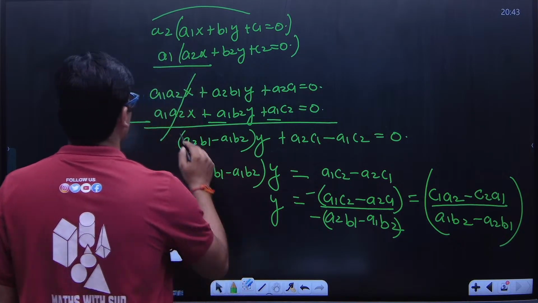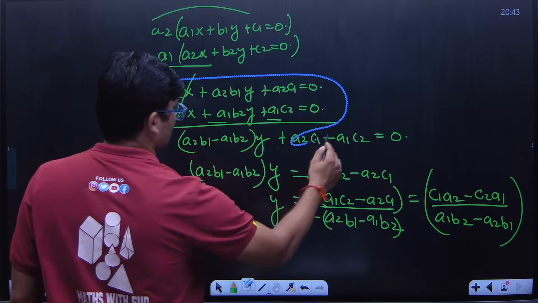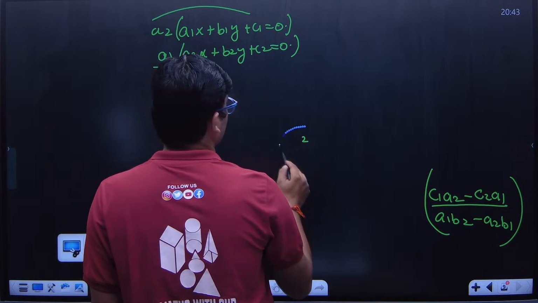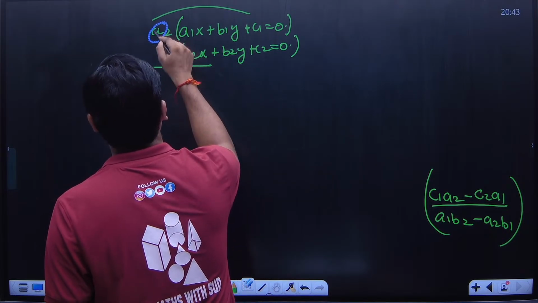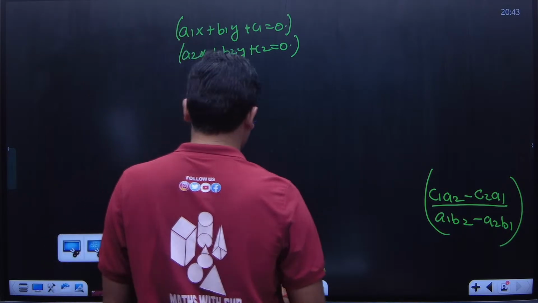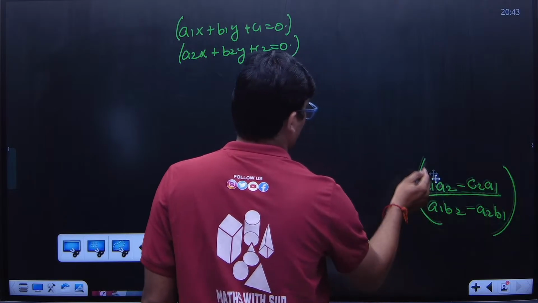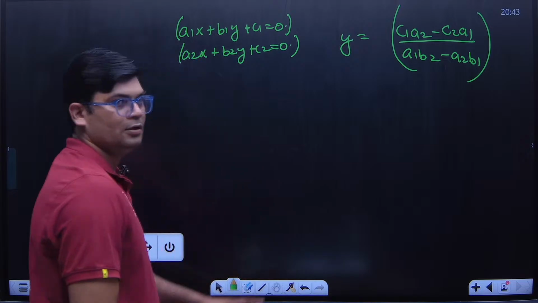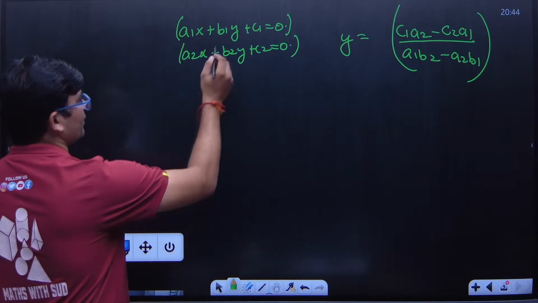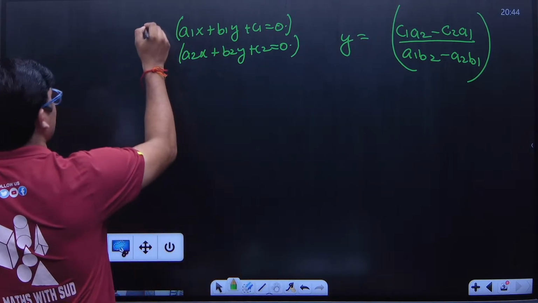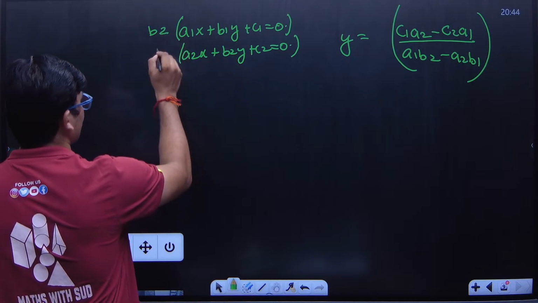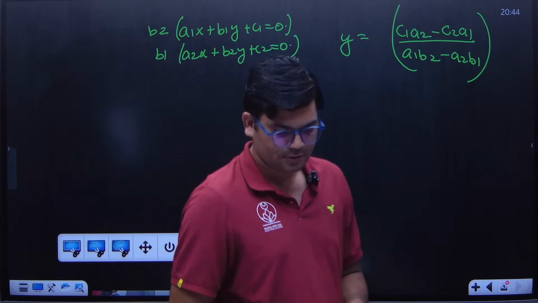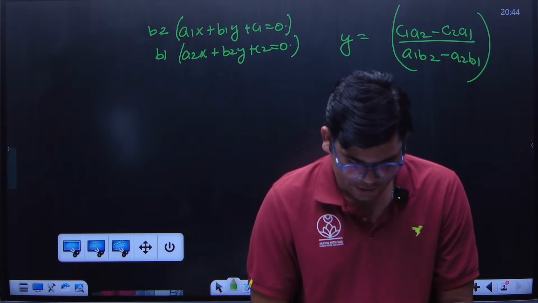Now see, in this part I am going to eliminate y. This is what I got for y. So to eliminate y, I will multiply this equation by b2 and the other equation by b1, so that the coefficient of y becomes b1 b2 in both cases. Are you getting it? Yeah.